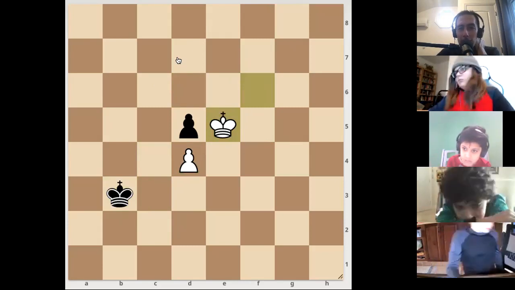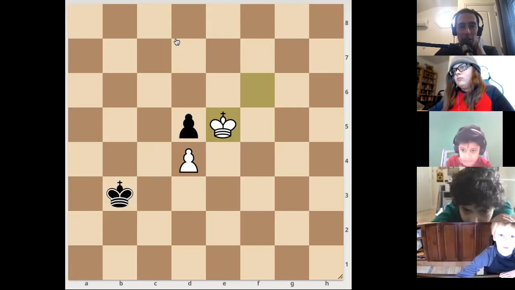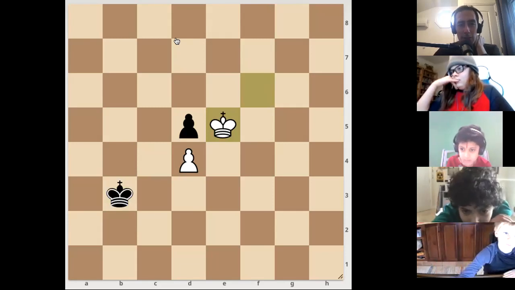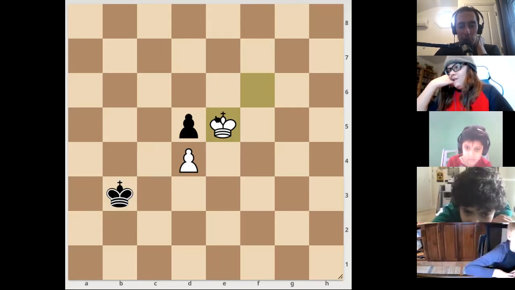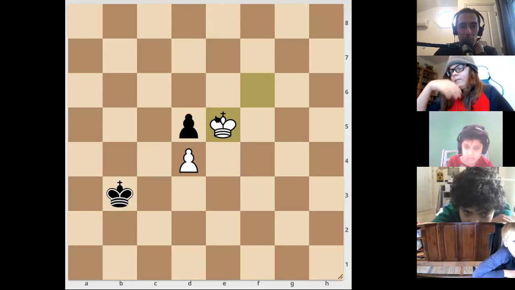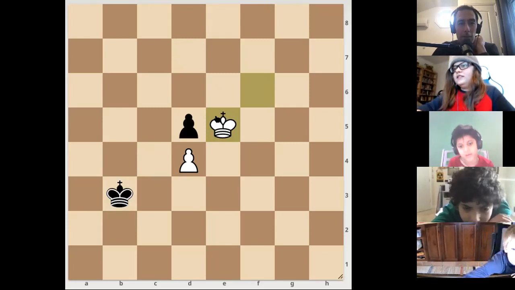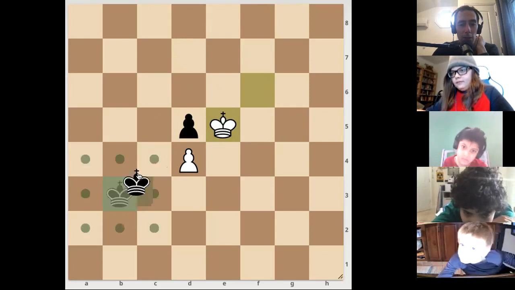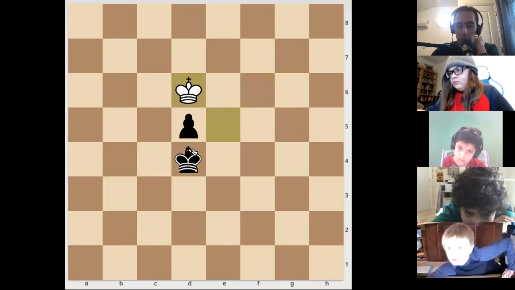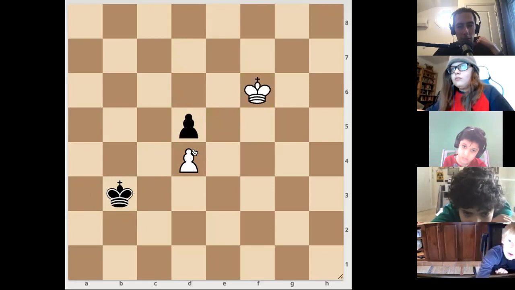What does everyone think? No, that's not the best move. Sam is shaking his head. No, why? Why is it not the best move, Sam? It's supposed to be King E6, not King E5. Right. So why is King E5 not the best move? Black will go King C5. King C4, and then white will abandon, right? And then black will win. So best move is then what?